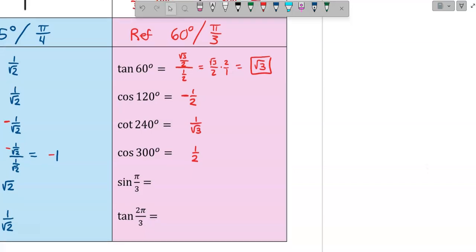Finally, if we look at some radians, pi over 3 is 60 degrees again. The sine of that is going to be root 3 over 2. That's our y value. And in quadrant 1, everything's positive. Finally, for tangent, it's going to be square root of 3 here. But since this time we are in quadrant 2, that's going to make our answer negative.